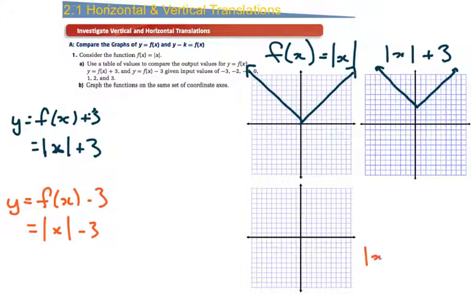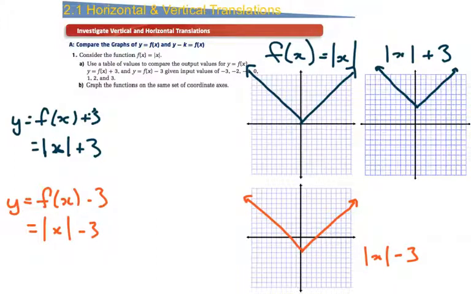If on the bottom we have absolute value of x minus 3, what that's going to do is shift the graph down by 3 units, and it would look about like this.